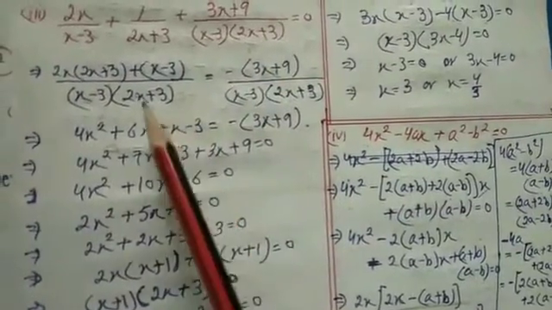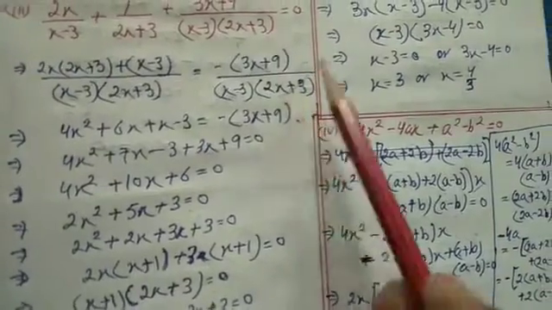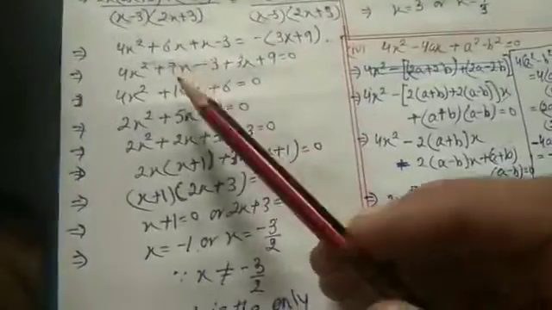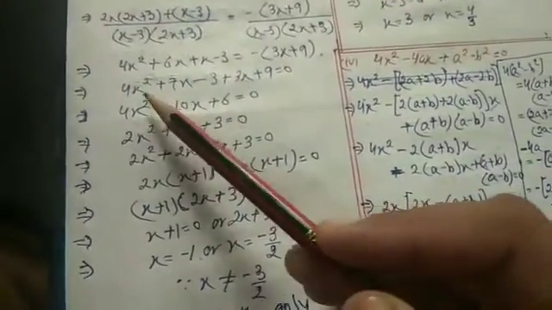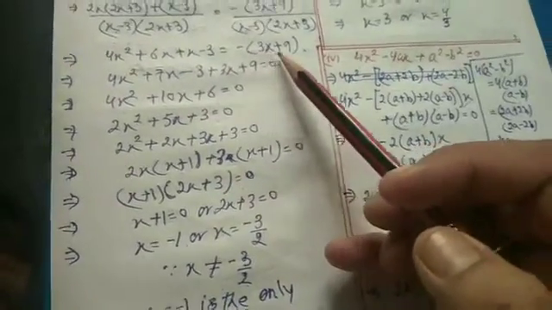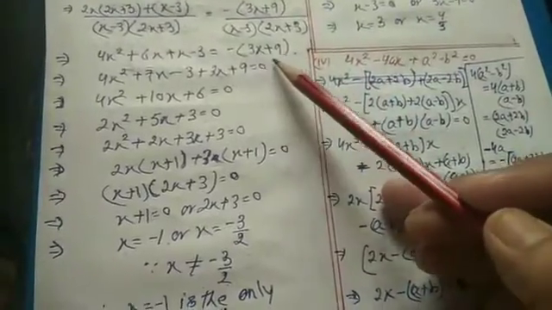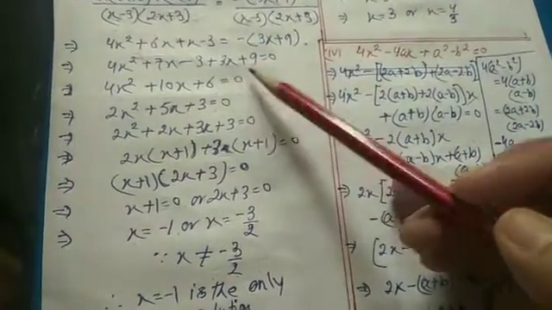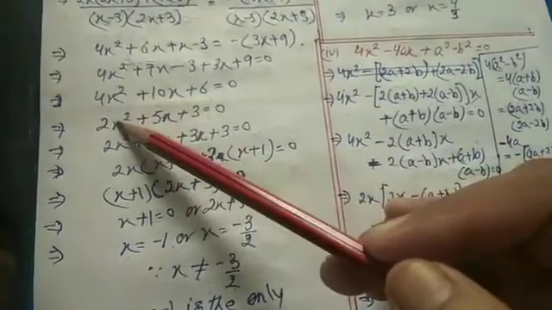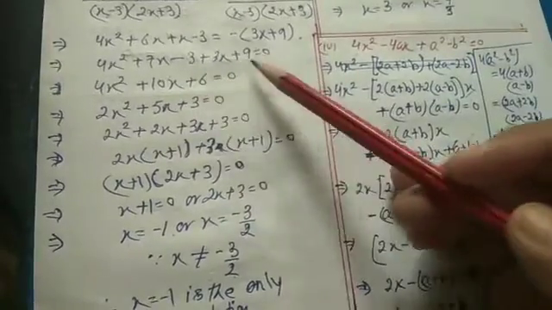Now what we can see here is that this whole upon and this whole upon are the same term. So we can just cancel these out from here and here. Looking at this quotient, continuing, we have here 4x square plus 6x plus x minus 3 equals minus of 3x plus 9. Now we are transferring this minus of 3x plus 9 to the right side, so there will be plus 3x and plus 9. So now doing the grouping, we have 4x square, only one term, so we'll write only 4x square, then 7x plus 3x will be 10x, and minus 3 plus 9 will be plus 6 equals to 0.